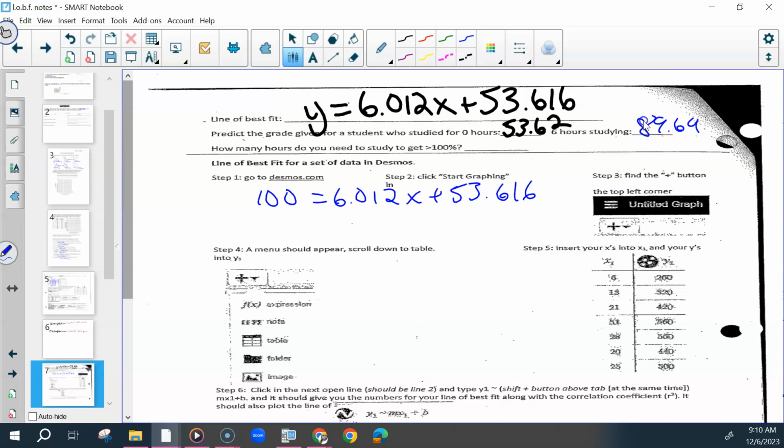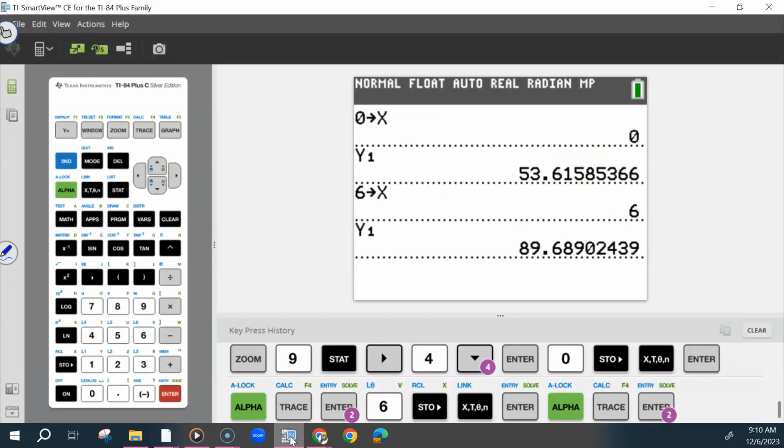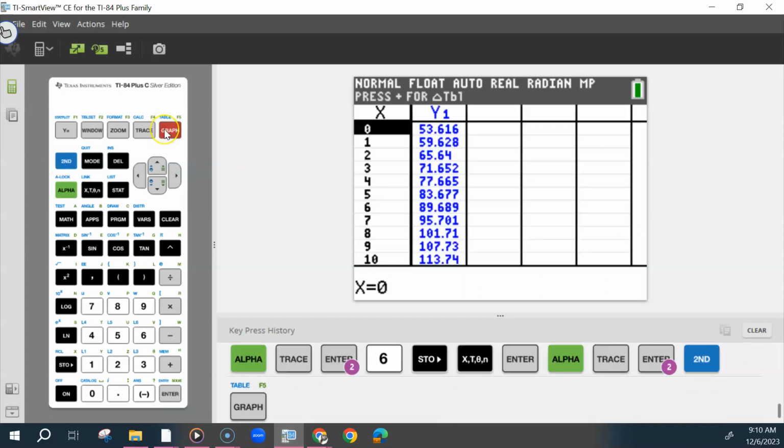So you can do it that way. I'm going to show you how to do it on a calculator. We're going to go into the table, second graph. Again, this only works if you store the equation in your calculator. But we're looking for when our Y value is greater than 100. So we know at 8, it definitely is. But if we wanted to find something specific, like an actual decimal, we're going to change this so we see the in between.